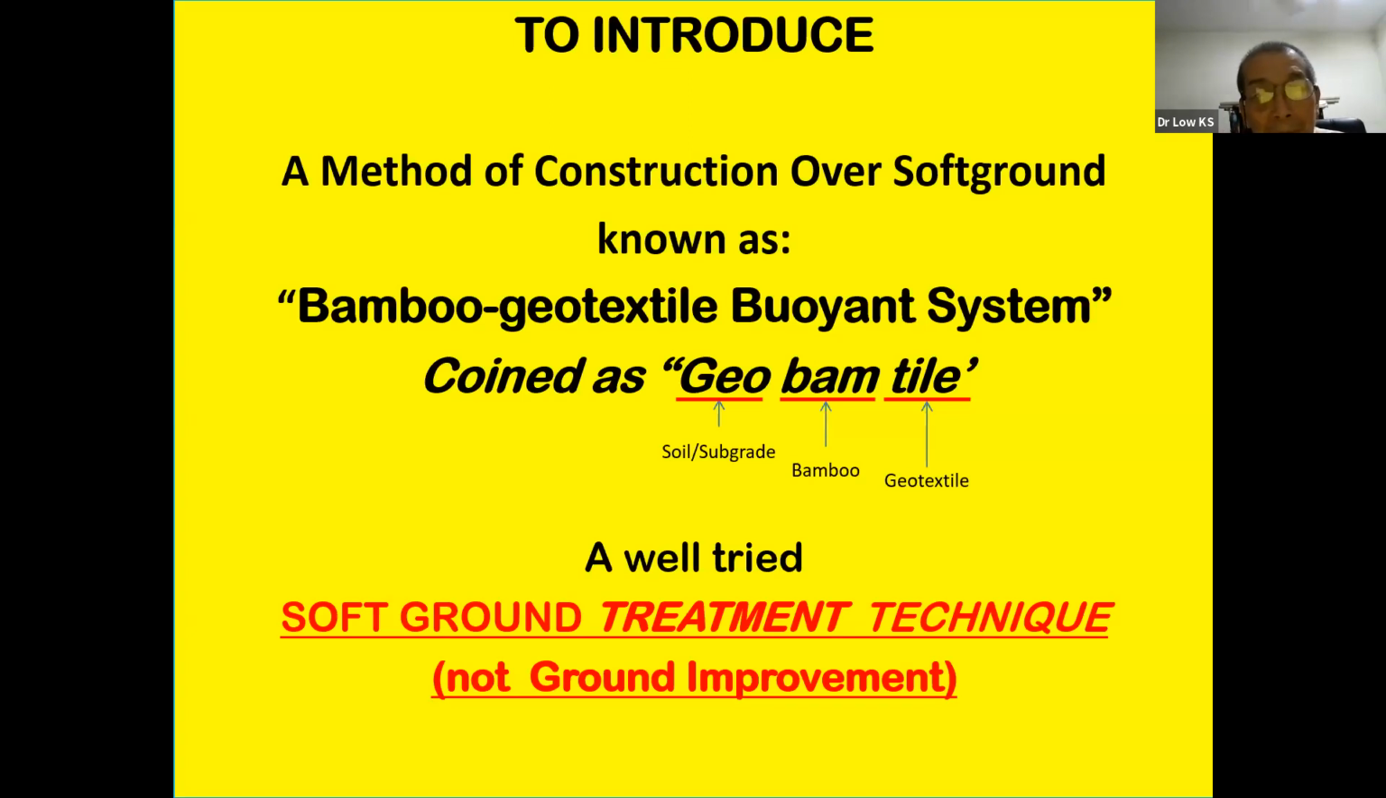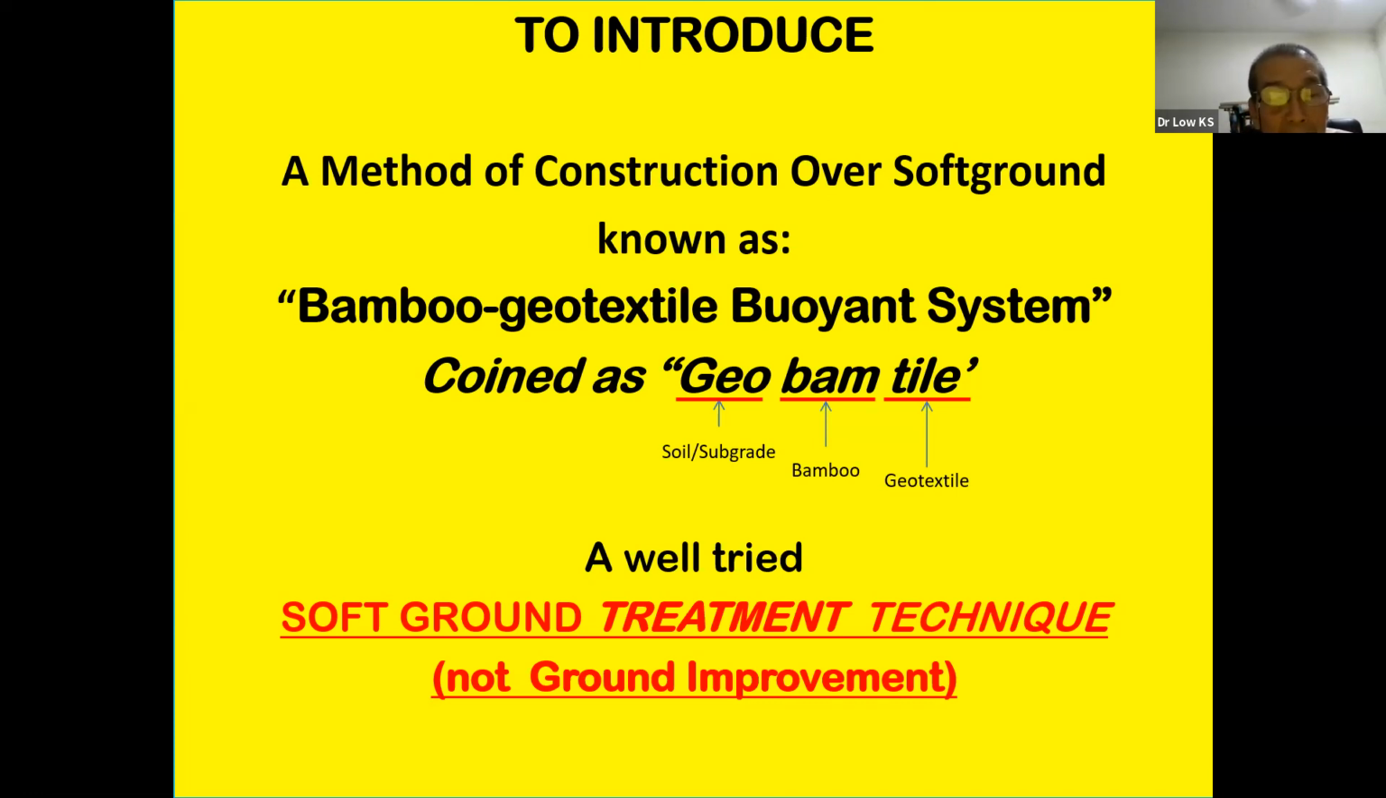So as I say, it's a method of construction over soft ground, which I coined as Jobemta, and it's well tried. Over the past 25 years, I think we have done more than 50 jobs, and very fortunately, each and every one has recorded success, without any repair or maintenance. I emphasize the word ground treatment, because there's another common method to deal with soft ground, called the ground improvement method. In other words, trying to improve the soft ground by expelling the water from the soft soil, so that it eventually becomes stronger and can support whatever you build upon it with little or manageable settlement.